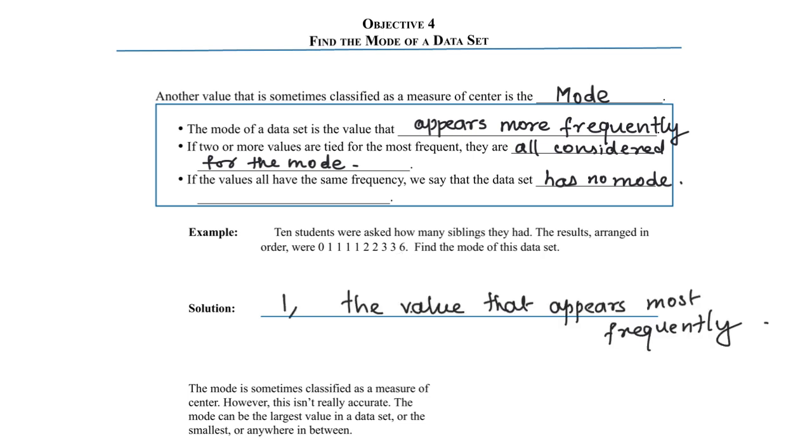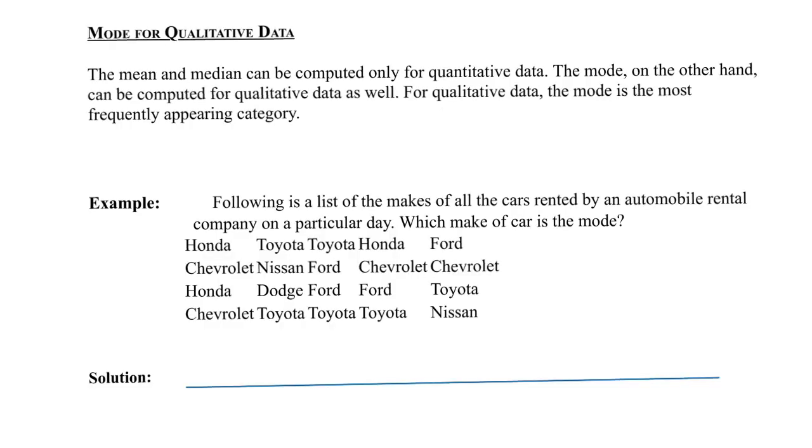Mode is sometimes classified as a measure of center, but it is not really accurate because the mode can be the largest value in the data set or the smallest or anywhere in between. Mean and median can be computed only for quantitative data. That means if we have numbers, only then can we find the mean and median. But we can find the mode for qualitative data because we can look for the most frequently appearing category.